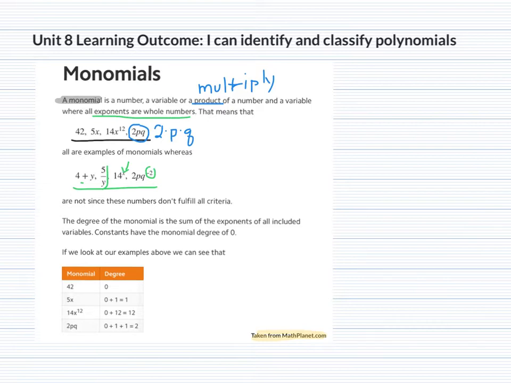Okay, the next vocabulary word we have is the degree of the monomial is the sum of, okay, so sum, what does sum mean? Sum means add. Okay, so the sum of the exponents of all included variables. Constants have a monomial degree of 0. So if we look, okay, so here's a constant. So make sure you know that and recognize that. There's a constant.